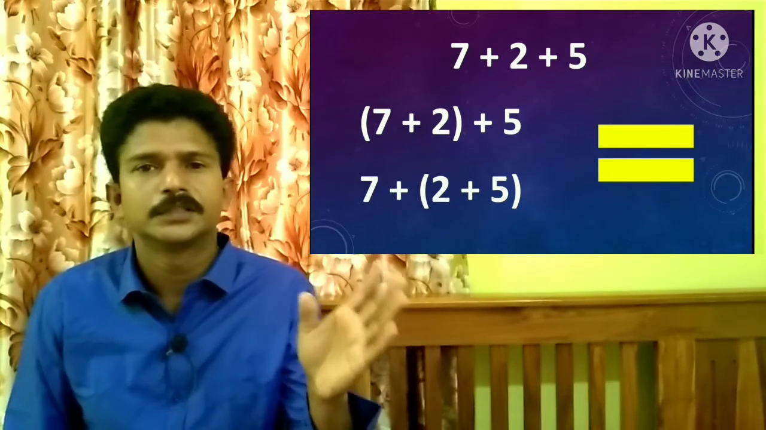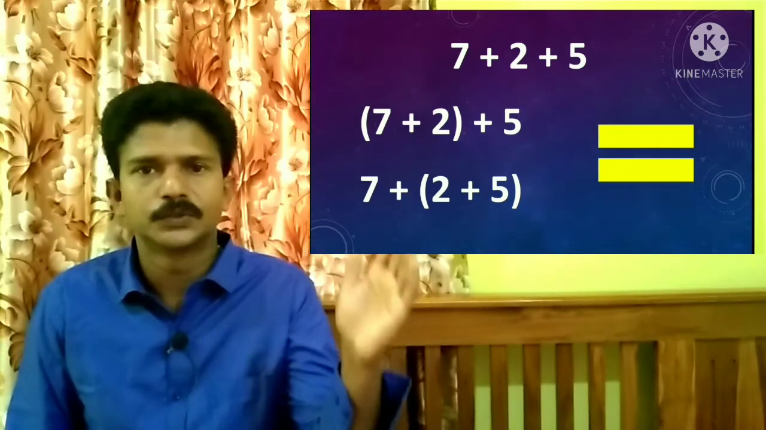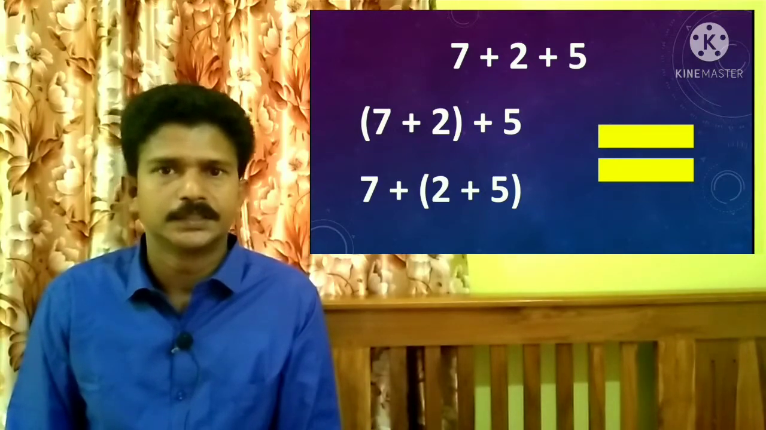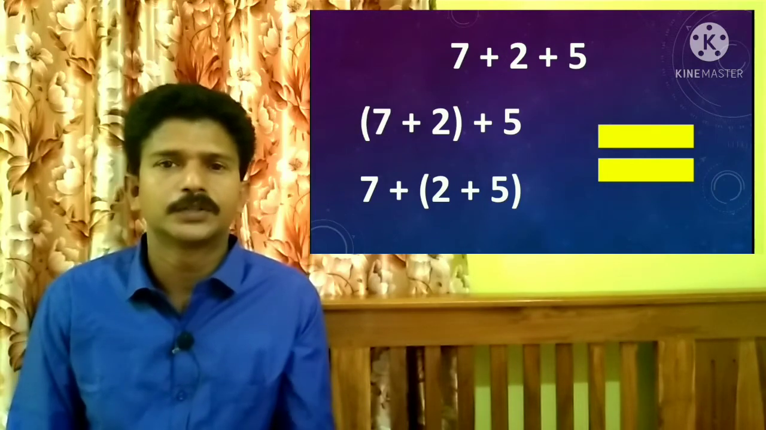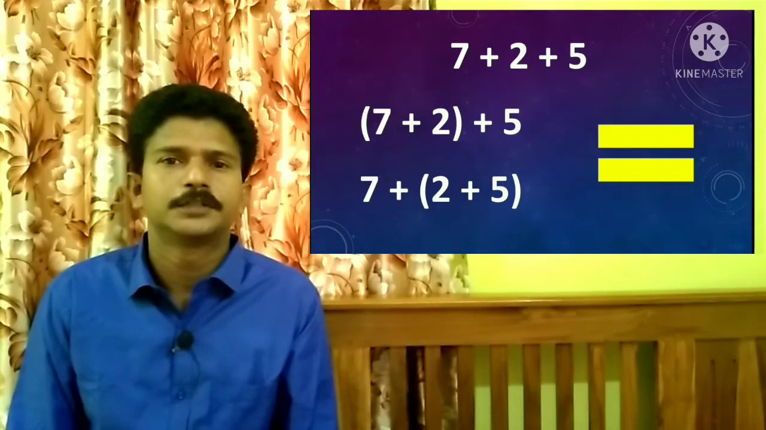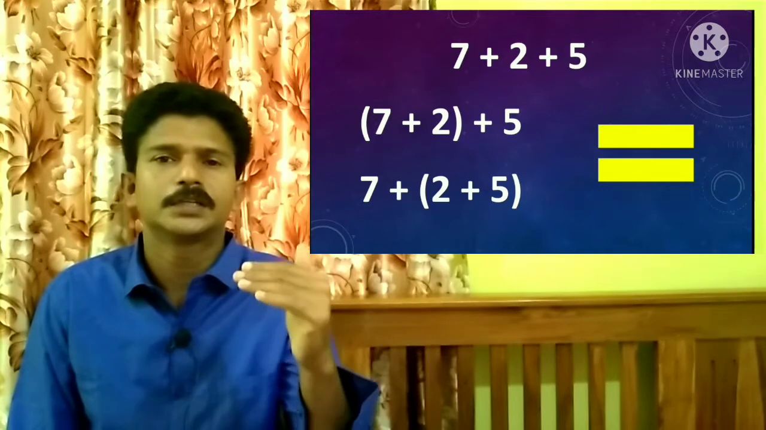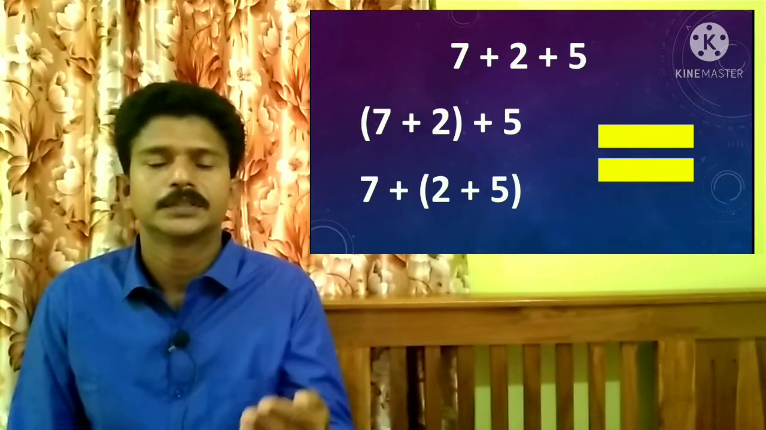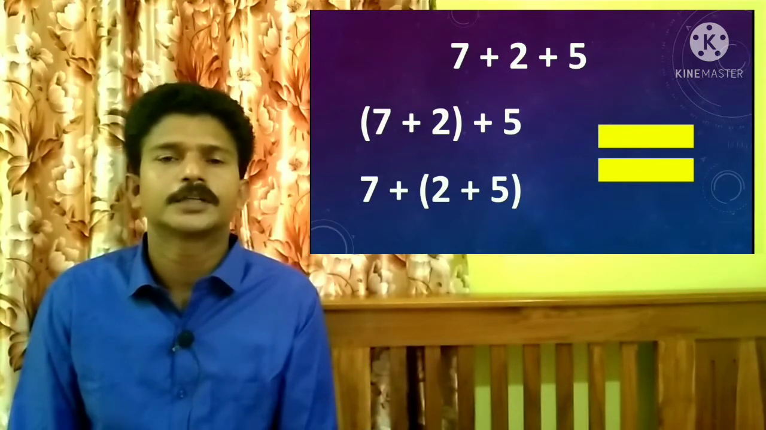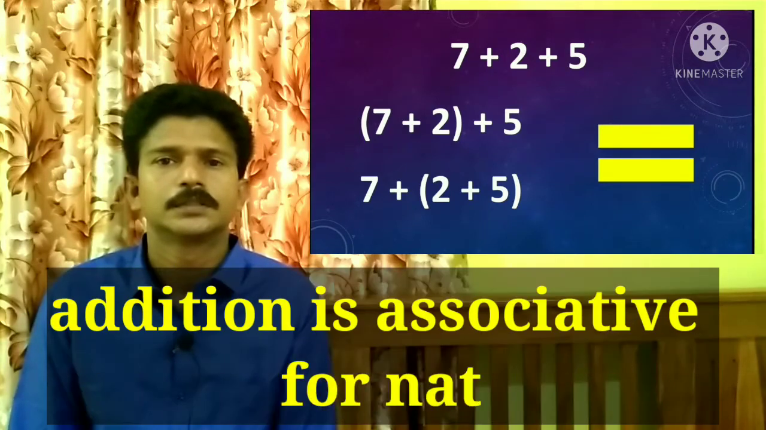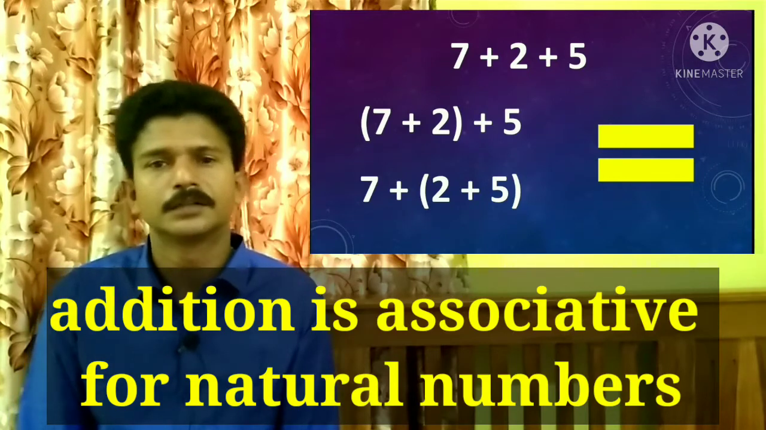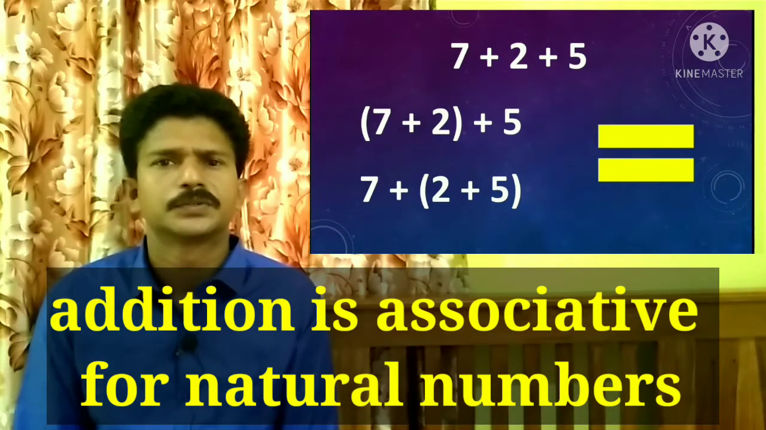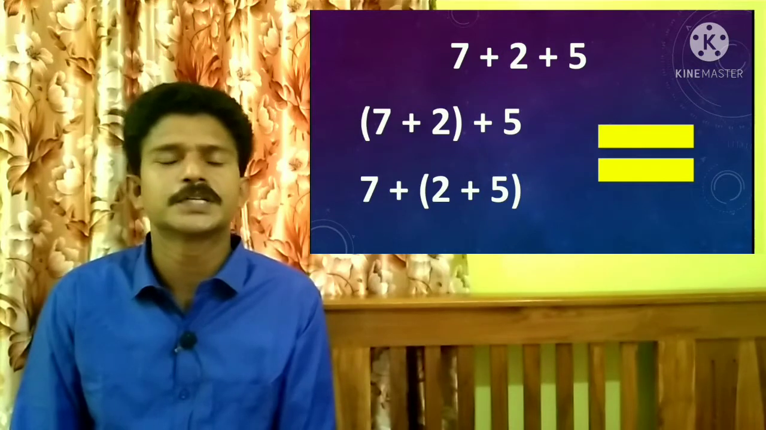So we are doing that grouping of numbers, that association we are doing. After grouping numbers in different groups, when you see the answer is the same, we can conclude the natural numbers are associative under addition. So here what we are learning is the associative property of numbers, grouping them.